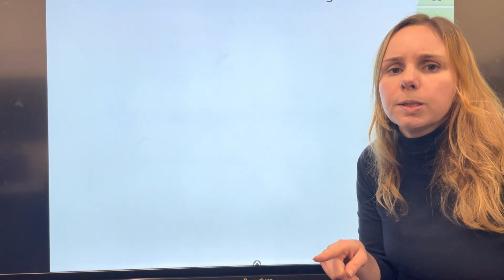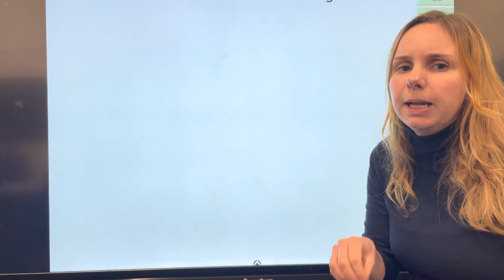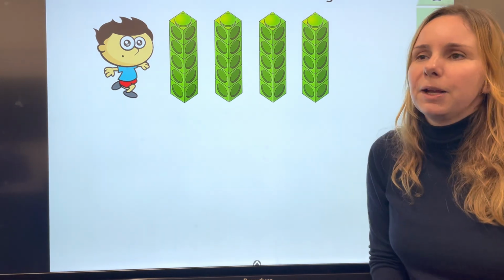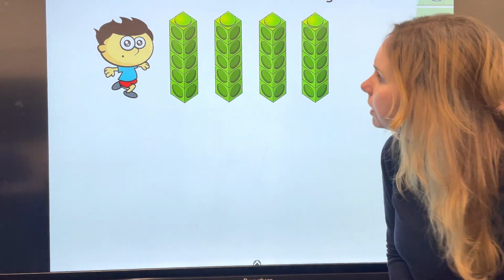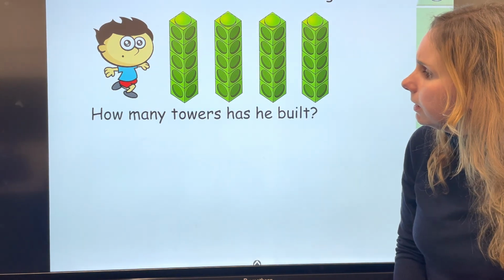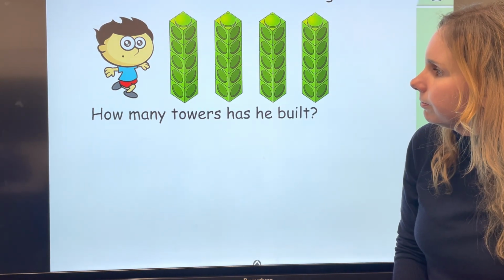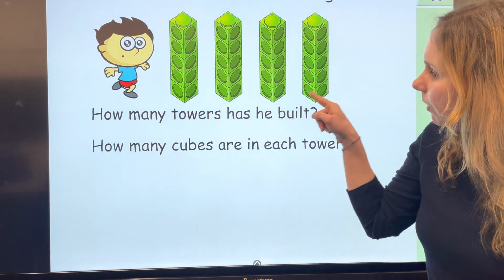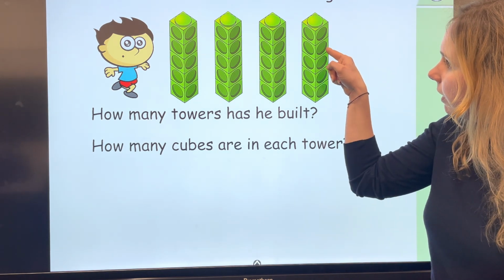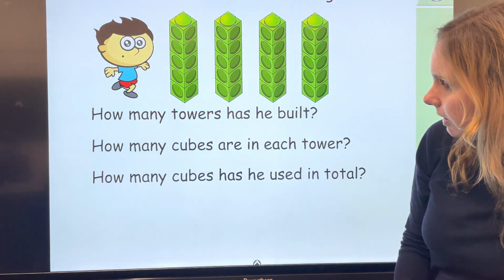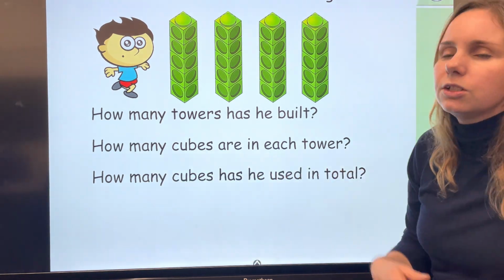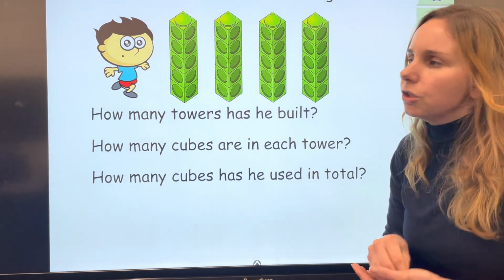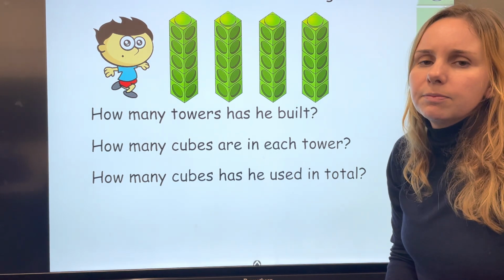Now let's have a look. What you might want to do is pause me so you can get some paper if you haven't already got some paper so you can join in at home just to make sure you're understanding what we're doing. All right, let's have a look then. So Jack has built some towers using cubes. How many towers has Jack built? Four towers. How many cubes are in each tower? 5 cubes. How many cubes has he used in total? Now, at home, with your pen and paper, I would like you to write down the multiplication to show what Jack has.